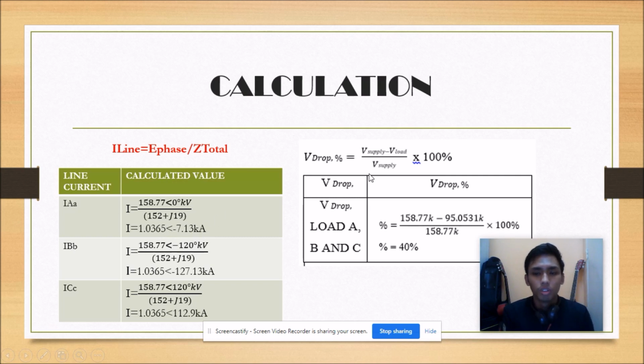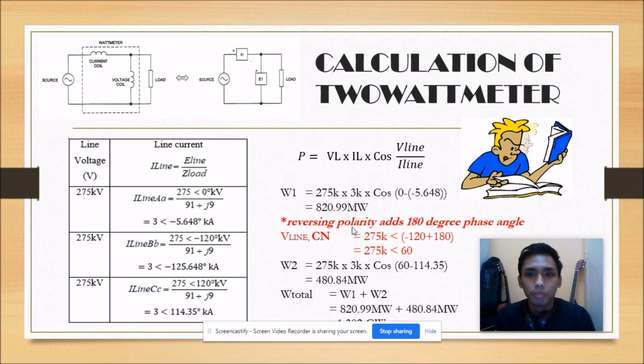Okay, for voltage drop, for voltage load, for my calculations, I got 65.0531 kilovolt, and I calculate that I got 40% of P drop at load A, B, and C. They have the same value of voltage drop. This is the example of the conventional 2 watt meter method for calculations.